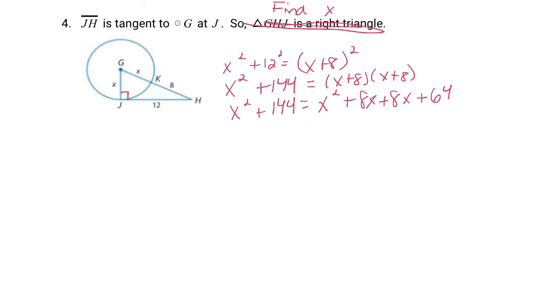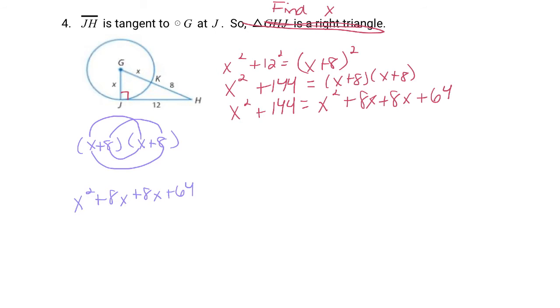Let me draw out for you more exactly how I found that. X plus 8 and X plus 8. So we do first times first and get X squared. 2 outside terms plus 8X. 2 inside terms plus 8X. And the 2 last terms plus 64. Okay, it's a quick review there.